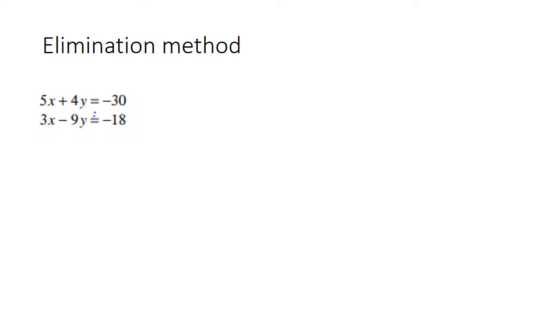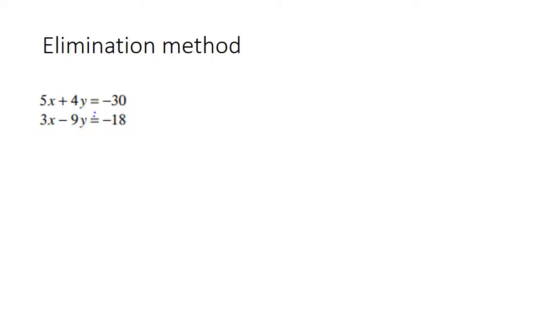Okay, so take a look at this example. All right, I have 5x and 3x, not opposites, and I have 4 and negative 9, also not opposites. So I'm going to have to multiply here. All right, I know that instantly. Now, I can't multiply 3 by anything to get 5, and I can't multiply 4 by anything to get 9. So what I have to do is multiply both equations by something.